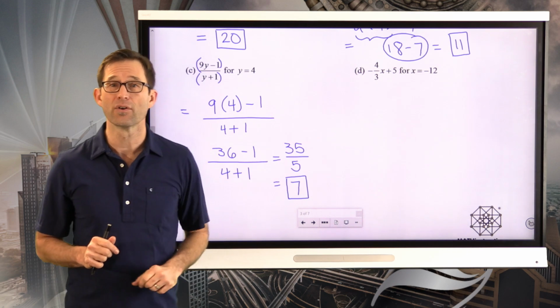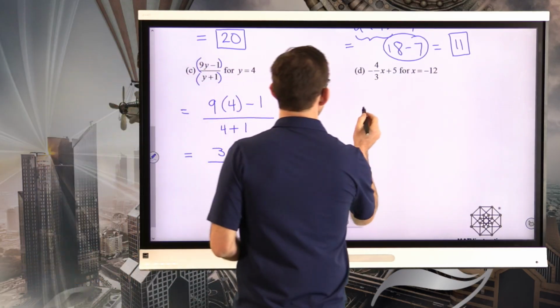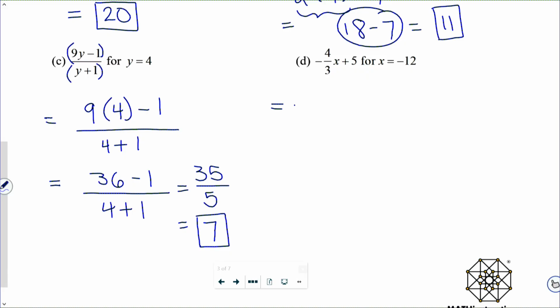All right, let's take a look at letter D. This one gets a little bit ugly because of the fraction, but that's okay. We can still do that substitution. We're going to get negative 4/3 times negative 12 plus 5. Now the trickiest part here is to just multiply the negative 12 by the negative 4/3, but keep in mind that when we multiply a negative by a negative, we get a positive. I'm going to put a positive symbol there, even though I don't really need to. All right, but a negative times a negative is a positive. We can then do a little cancellation, right? 3 goes into 12 4 times.